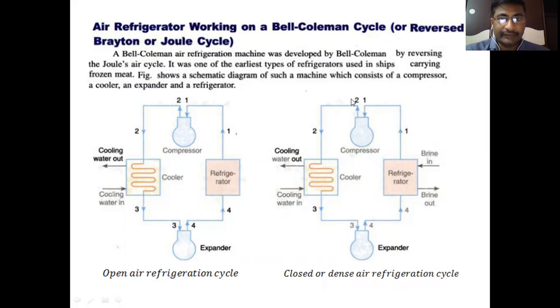And in today's class, I'm going to discuss about the air refrigeration system working on Bell-Coleman cycle, also called the reversed Brayton cycle or Joule cycle. In practical applications, air refrigerators actually work on Bell-Coleman cycle. And reversed Carnot cycle is a hypothetical, imaginary cycle. Practically, it cannot be used for real life applications.